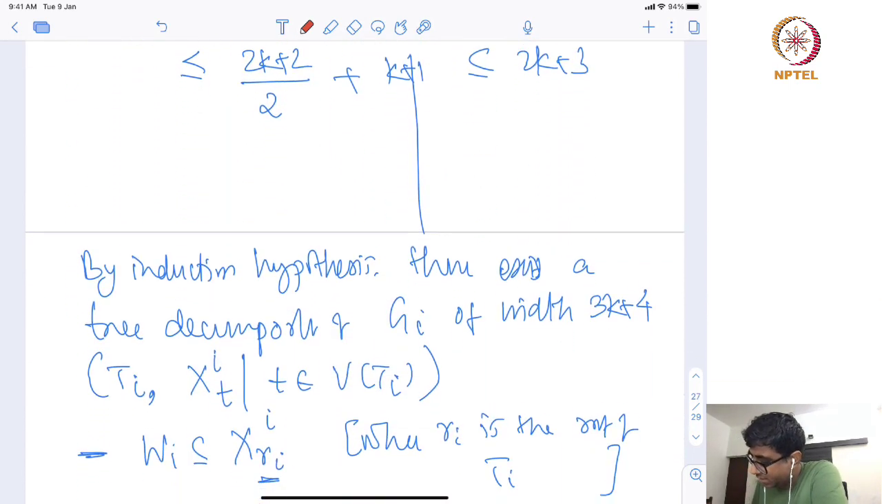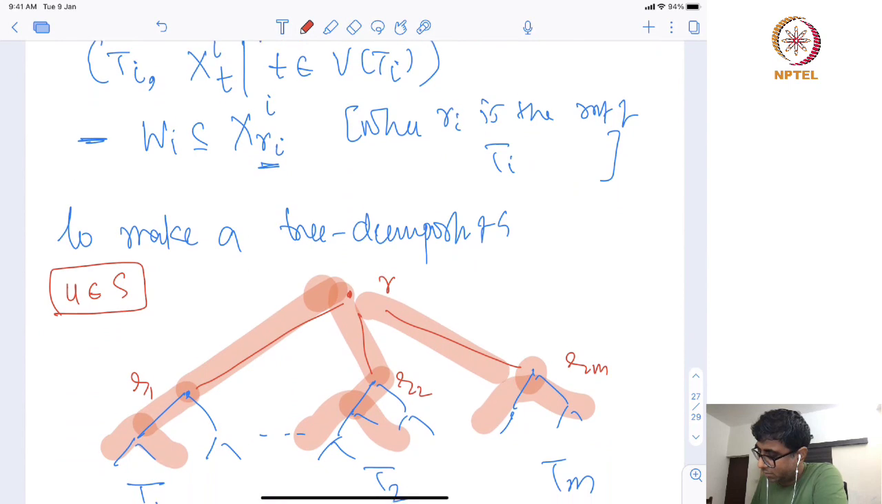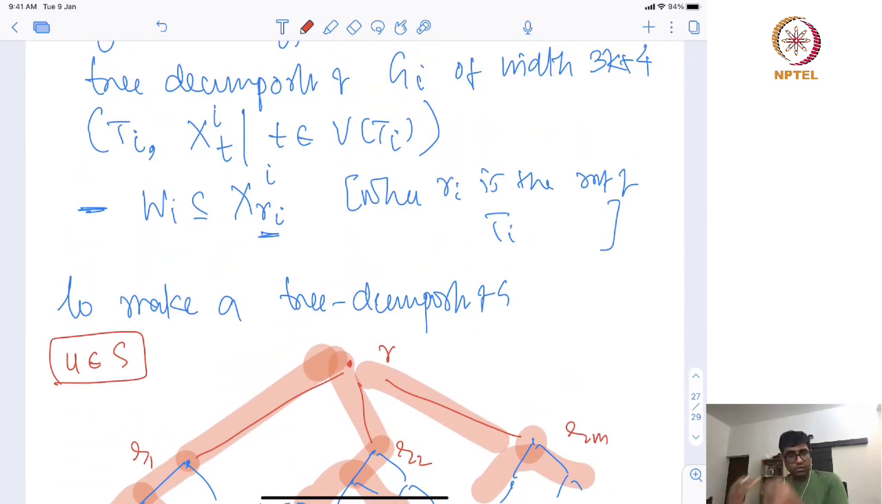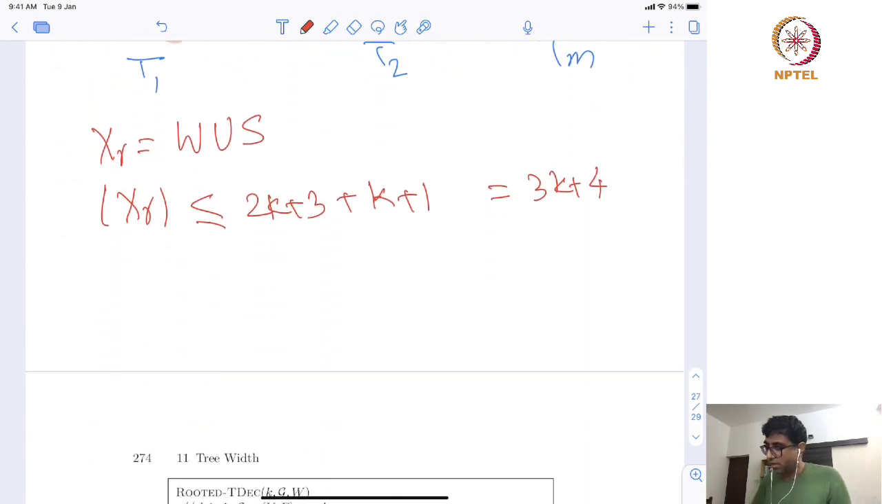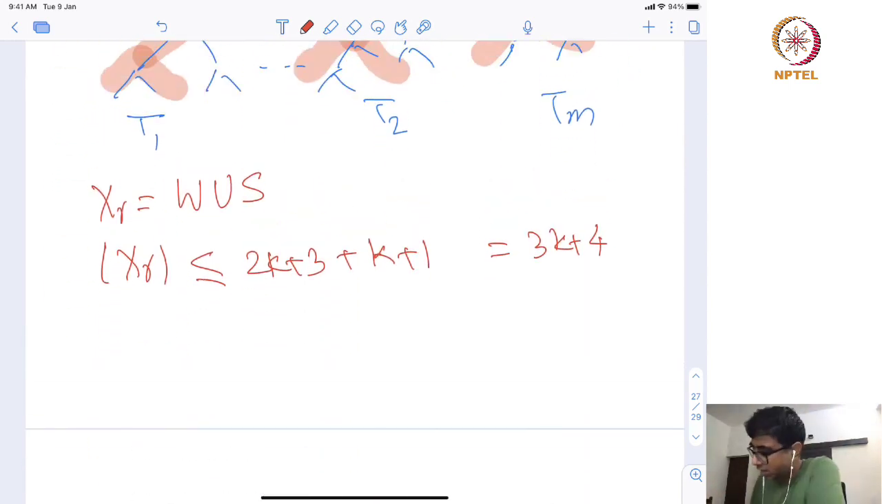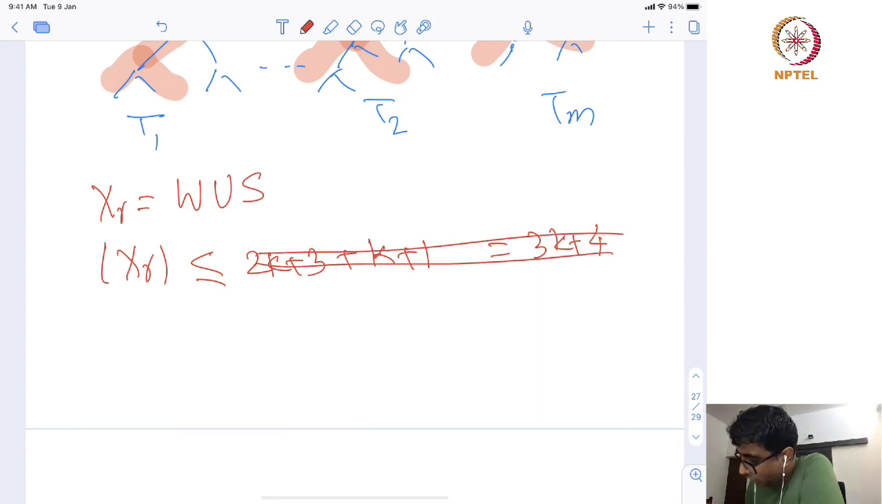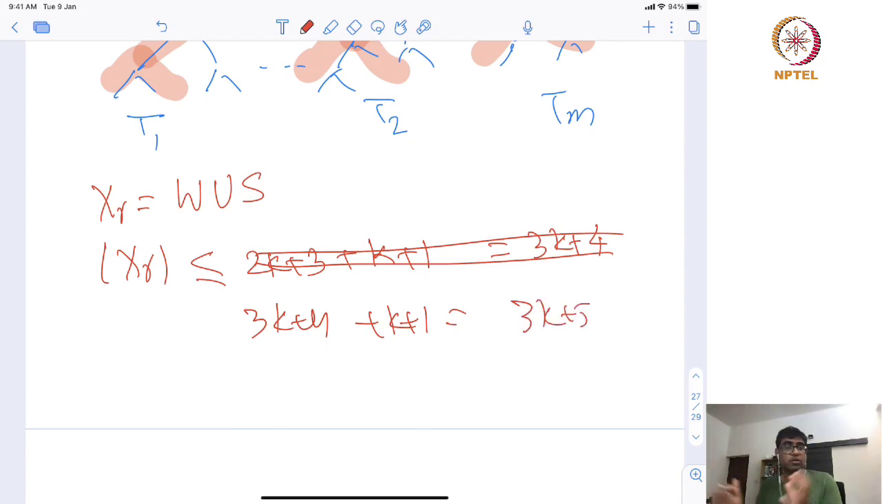Then by the induction hypothesis you will get a tree decomposition on the smaller graph. This is a recursive algorithm, right? So for the smaller graphs you will get tree decompositions. You can combine the tree decompositions, and you will get a tree decomposition of the desired size. So this is what the whole algorithm will be.